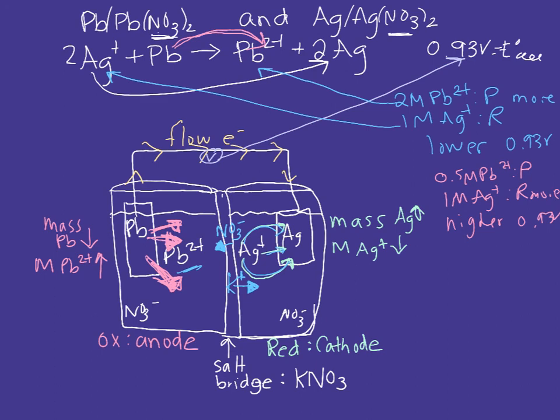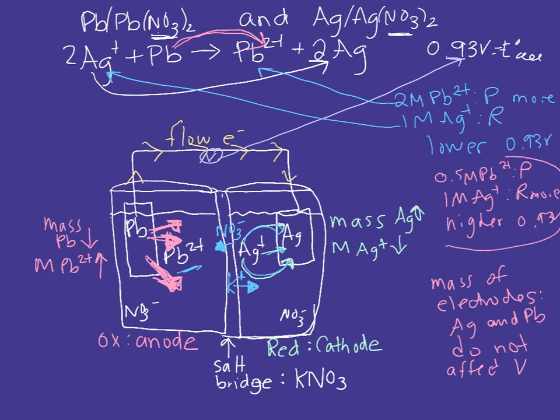And just as a note, the original mass of the electrodes, right? So the silver, that would be the Ag and the Pb. They do not affect the voltage, the size of them. So if you make one of those bigger, it doesn't matter because they're solids since they're not in solution. So they do not affect the voltage. They don't have an impact on the voltage since they're solids. So the only things that will affect this voltage is going to be this.